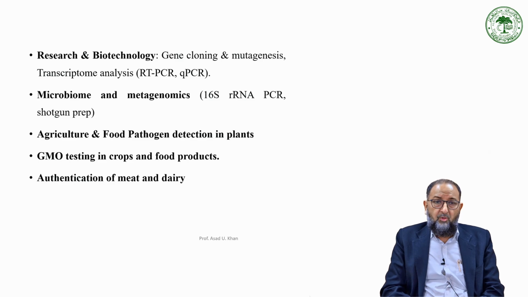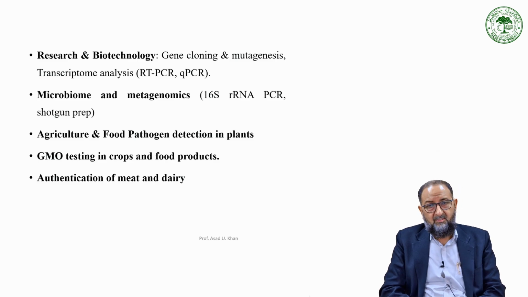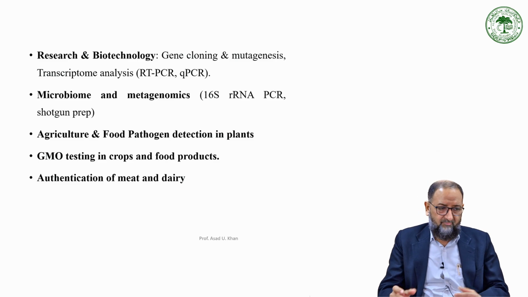Then authentication of meat and dairy. Again, to look into the purity and quality control in dairy and meat products, looking for specific toxins and pathogenic bacteria or food poisoning bacteria, whether they are present or not. So simply amplify the gene.